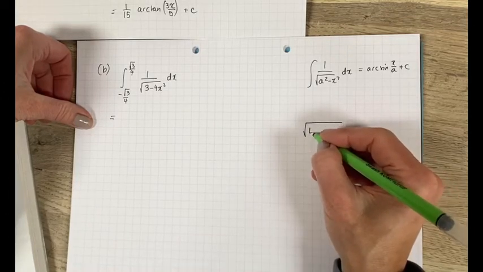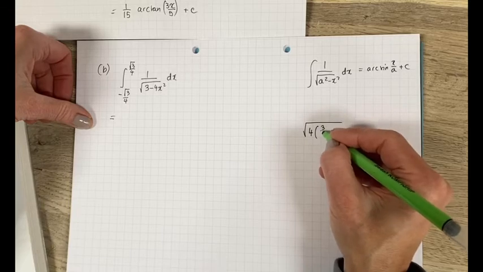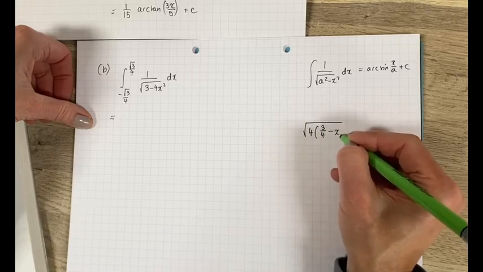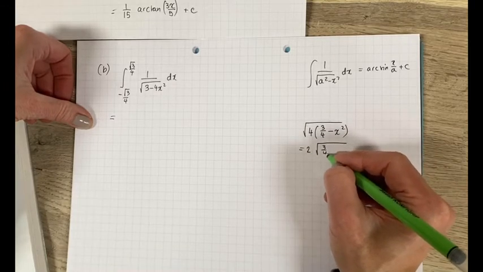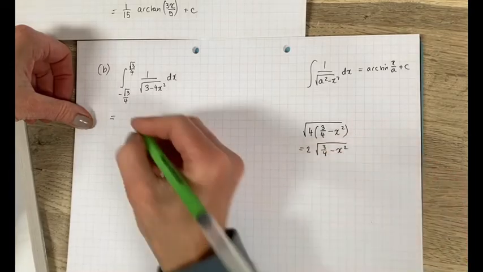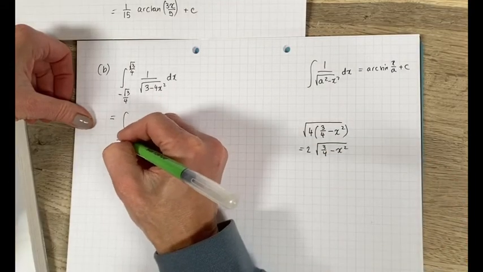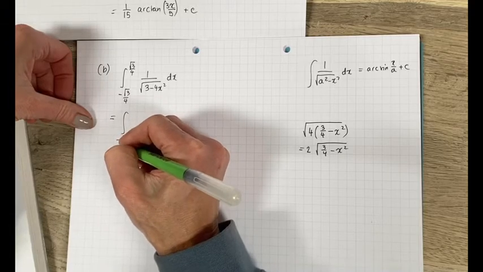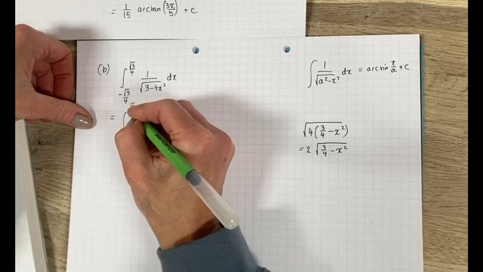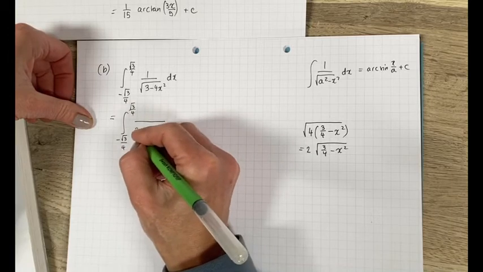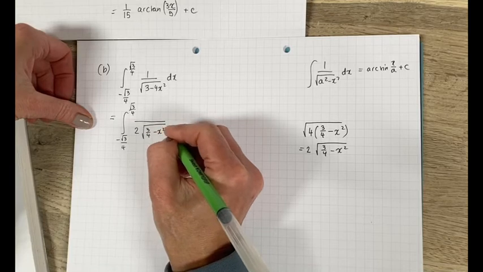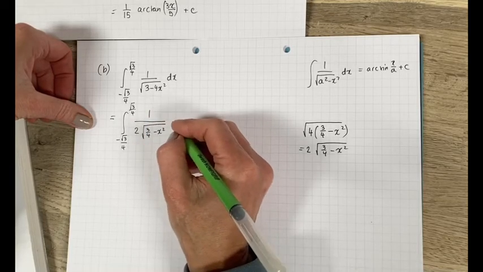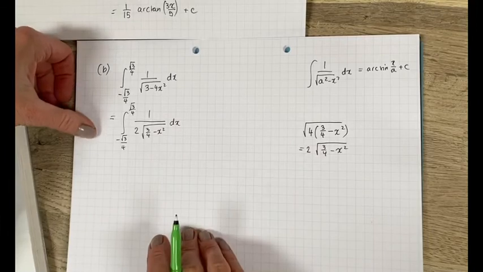So you've got 4, and then in brackets, 3/4, because you need to divide everything in brackets. And then this will go square root of 4, which is 2, square root of 3/4 minus x squared, if that makes sense. So if you do it a few times, you may go straight for that. Just be really, really careful. Okay, so 2, and then you've got 3/4 minus x squared. There was 1 over in the numerator, and you've got dx.